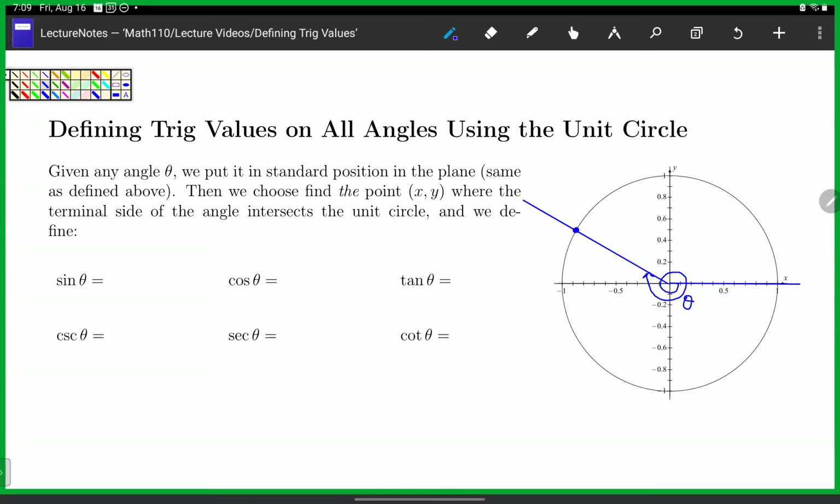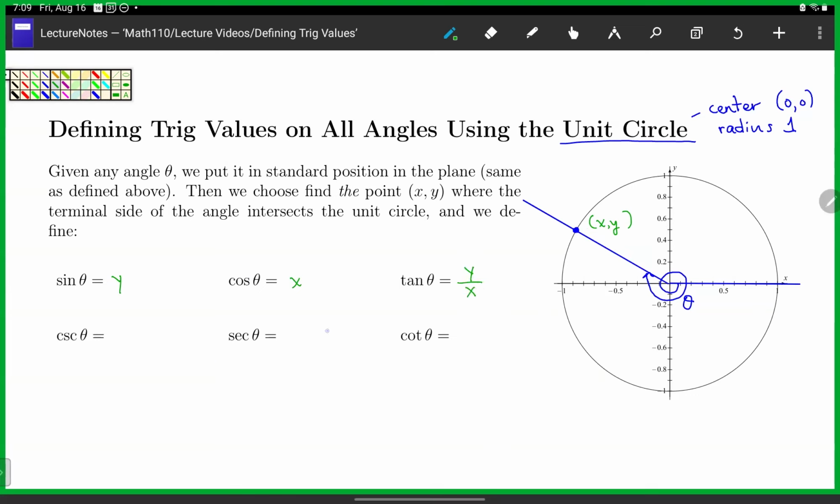The unit circle has center at the origin and radius 1. That's what we call the unit circle. Unit essentially means 1. So I'm going to take this point on the unit circle, and I'm going to define the sine of theta to be just the y-coordinate, the cosine is going to be the x-coordinate, and the tangent is going to be the y-coordinate divided by the x-coordinate.